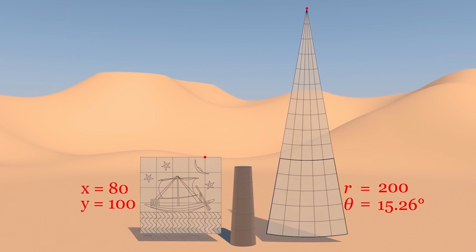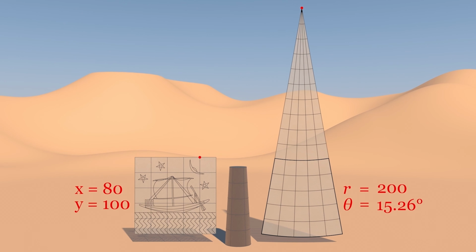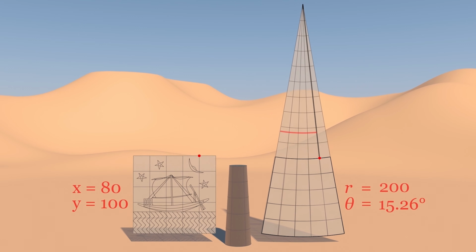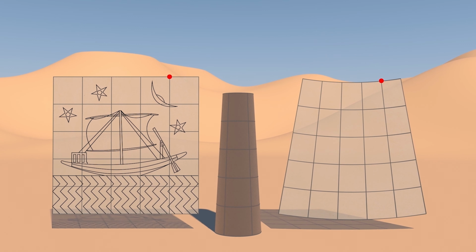According to our equations, a point at x equals 80 and y equals 100 on a rectangular grid will be represented by a point at r equals 200 and theta equals 15.26 degrees over on our polar grid. Let's see if that checks out. And there's our point, right where we wanted it to be.